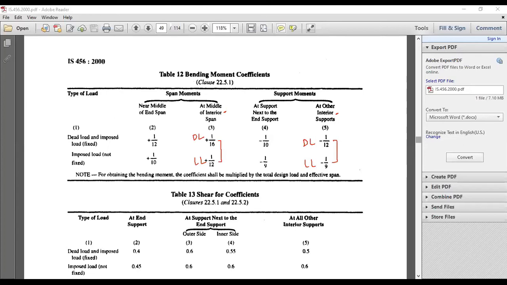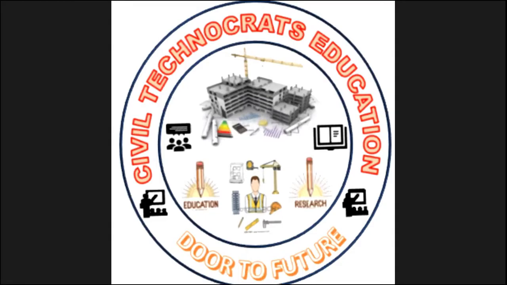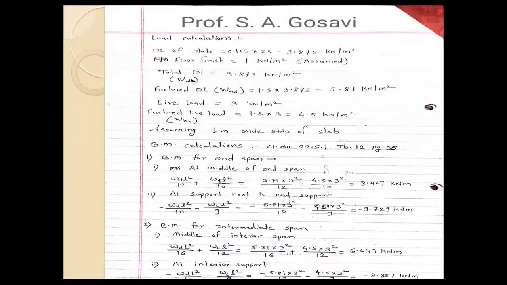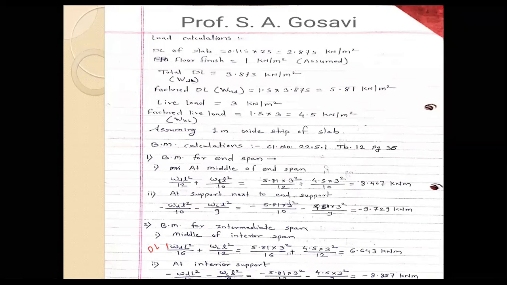Now again we will move to the PowerPoint presentation. So we go to the PowerPoint presentation again. Now we came back to our PowerPoint presentation, and here you can see this is at the middle of interior span. Just now we have seen that this is 1 by 16. This is the coefficient for dead load. Next this is the coefficient for live load, which I have indicated in blue, 1 by 12.